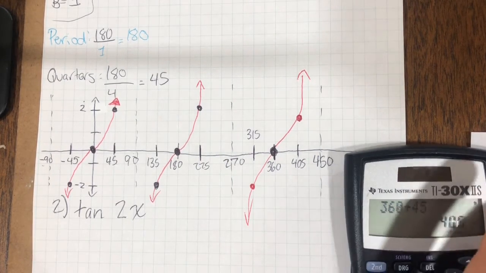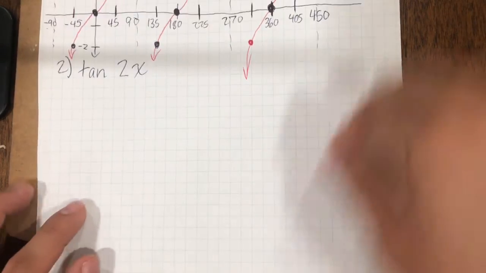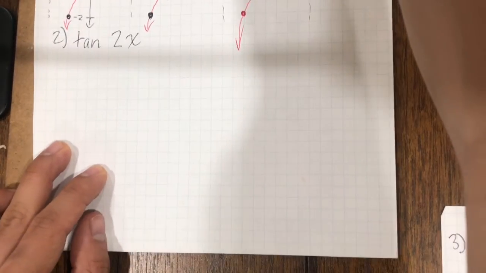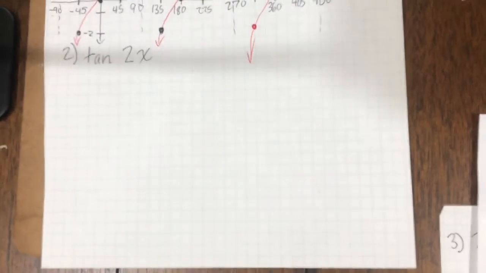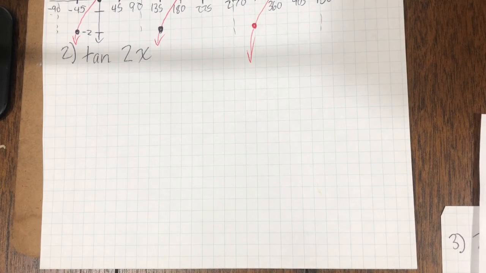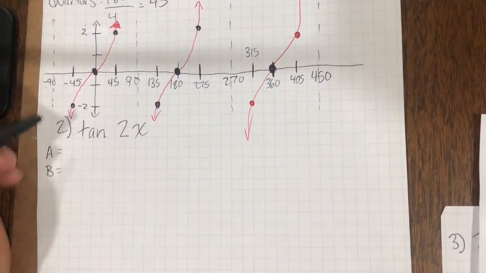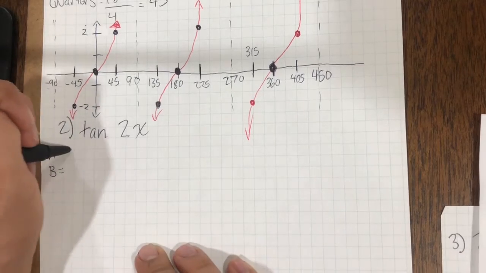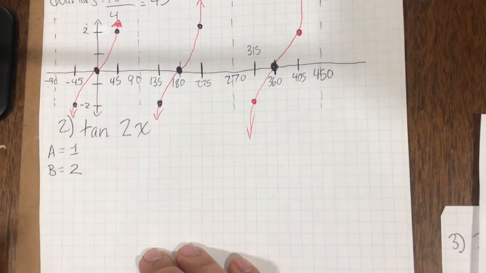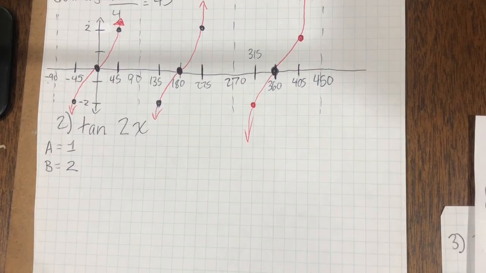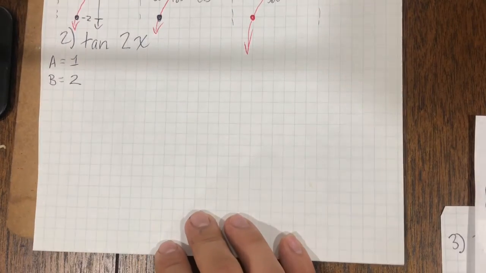But now we're going to have a situation for number 2 where we have tangent of 2x. So if we take a look, we're going to have a change in periods, which is going to affect the x values. So let's label my numbers for A and B. For A, there is no number in front of tan, so that's going to be 1. For B, there's a number in front of x, which is 2, so B is 2. Now I'm going to figure out the period.